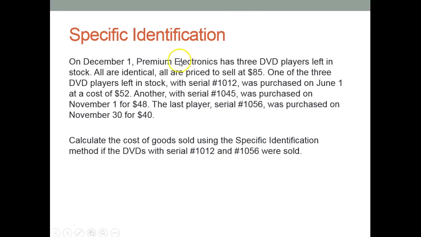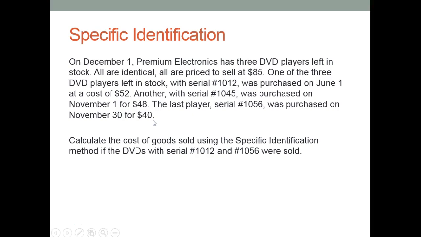But let's say that they were tracking each DVD player by the serial number. Well, if we have this electronics company, Premium Electronics Company has 3 DVD players left in stock. All are identical and all are priced to sell at $85. One of the 3 DVD players left in stock with serial 1012 was purchased on June 1 at a cost of $52. Another, serial number 1045, was purchased on November 1st for $48. And the last player, 1056, was purchased on November 30th for $40.